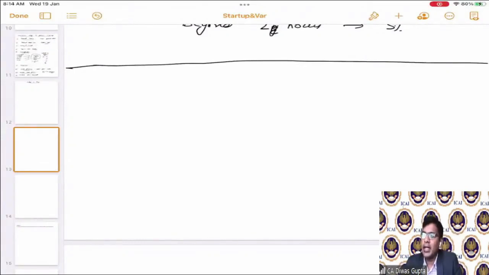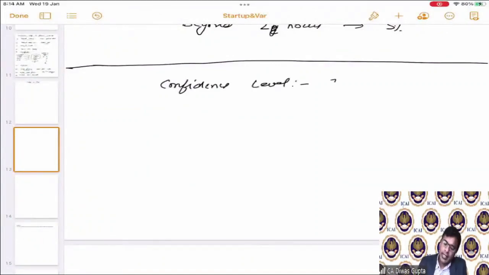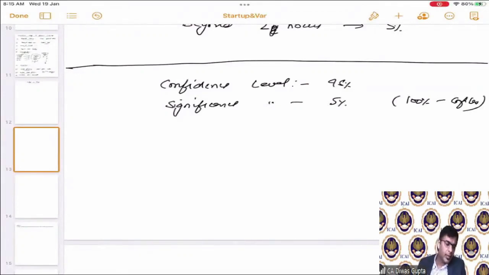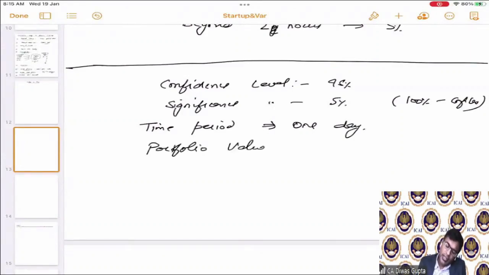Students, again, I'm asking, please ask any questions if you have on this, okay? Confidence level is, let's say, 95%. Significance level is, let's say, 5%, which is nothing but 100% minus confidence level. Correct? We can calculate this. Time period. We are talking about 1 day actually in this case. Okay. We are talking about only 1 day. We have a portfolio value of around, let's say, 20 lakhs. Rupees 20 lakhs. This is the portfolio value that we have.